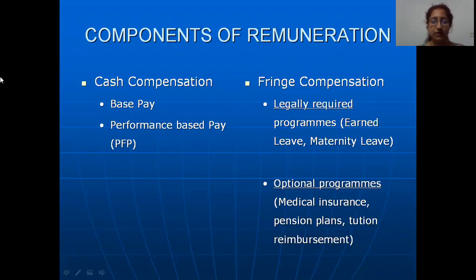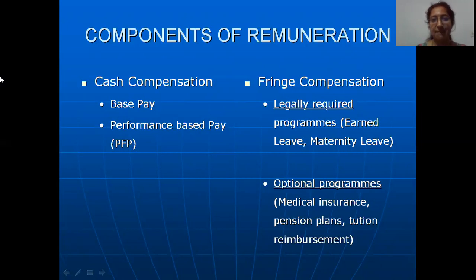Wages are those which are paid to the blue collared workers, on an hourly basis, or it may be paid on a daily basis or a weekly basis. Salaries, on the other hand, are paid on a monthly basis. And the second component related to cash compensation is performance-based pay. It can also be called pay for performance.